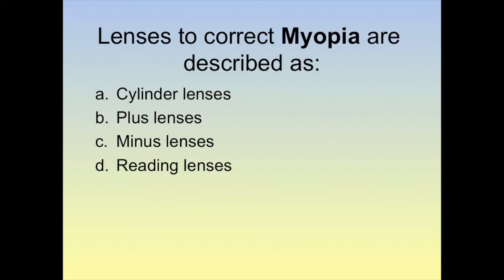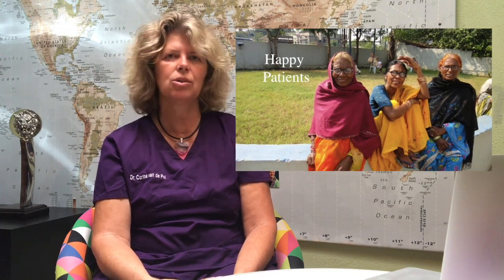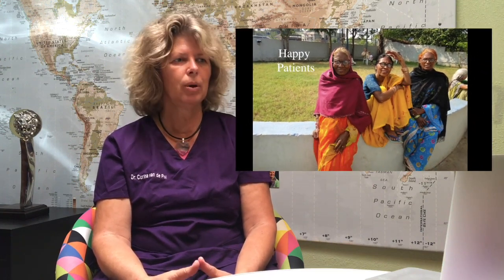Lenses to correct myopia are described as cylinder lenses, plus lenses, minus lenses, or reading lenses? And again, think about it. Myopia starts with the letter M. Possibly it's minus lenses. So if you got through all of that quiz and got a little bit better understanding of the optics and refractive error and the kind of patient conditions that you might see, then you're going to be a happy dispenser, and hopefully you'll have a bunch of happy patients as well.